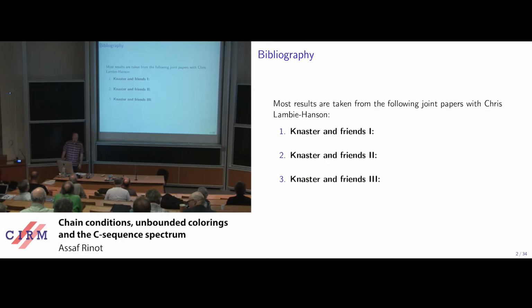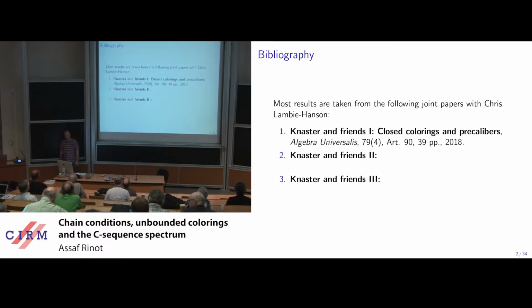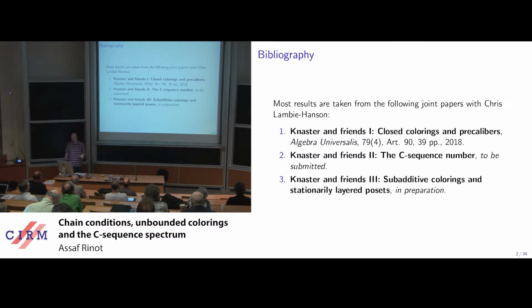Actually, the first part is already out, Knaster and Friends 1. The first paper focuses on closed colorings and pre-calibers, and as you see, it's already published. The second one focuses on the C-sequence number, and this is going to be a big part of our talk today. It will be finished soon. And the third part, which is still far from being finished, will deal with subadditive colorings and stationary layered posets. And I don't think I will have much time to talk about this today.